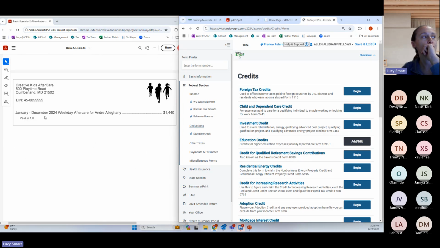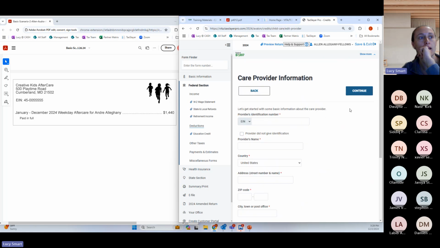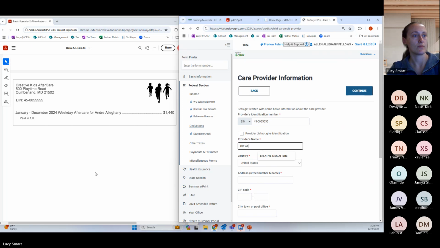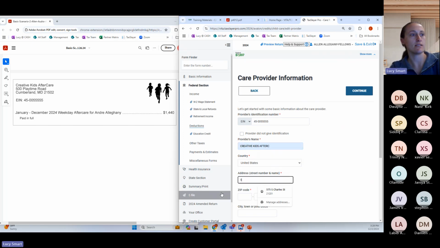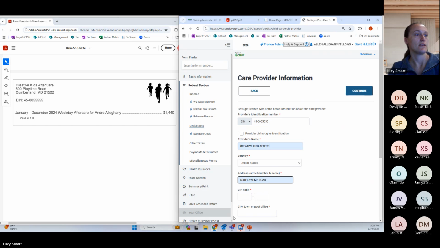And now we want to enter the child and dependent care credit information for the aftercare they pay for the younger son. So we're still in credits. Choose child and dependent care credit. We need to enter the information from the form. So the EIN, which is the employer identification number, provider's name, the address, and a zip code.